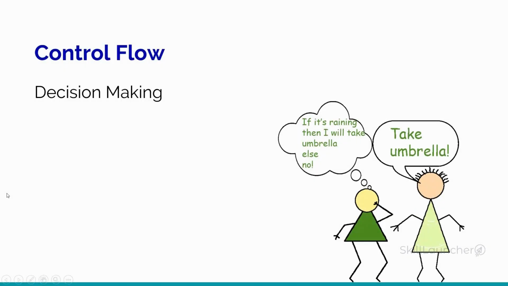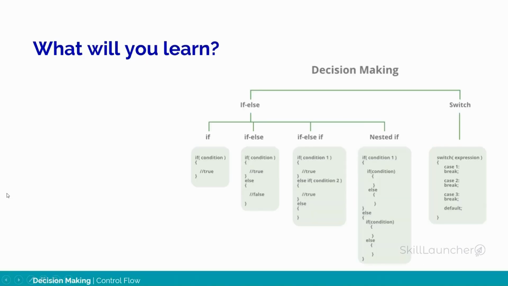Here's the next section of C programming, control flow. In real life, we come across situations when we need to make some decisions, and based on these decisions, we decide what to do next. This is what we call decision making. In this lesson, we will be learning various types of decision making statements in C. There are mainly two types, if-else and switch statement. In this lesson, we will be learning if-else statements.